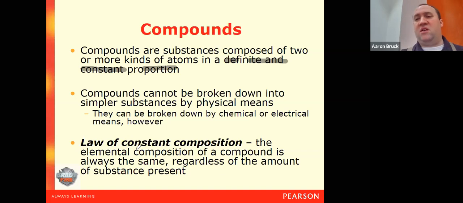But with the law of constant composition, we are saying that regardless of how much we have, it doesn't matter if I have just the tiniest amount of water or the entire Atlantic Ocean. If I look at the water molecules that make up those samples, I will always find that they have the same elemental composition, 2 hydrogen atoms for every 1 oxygen atom.